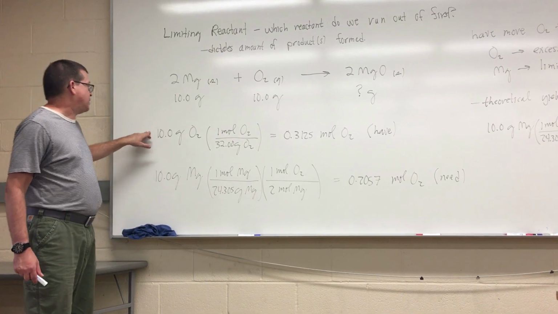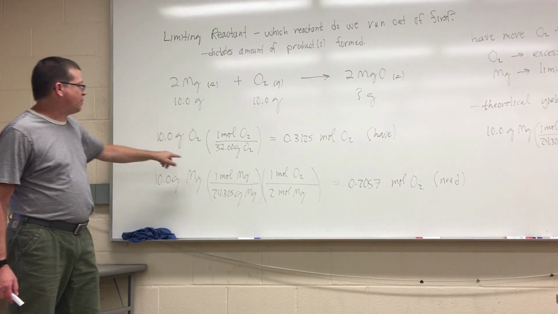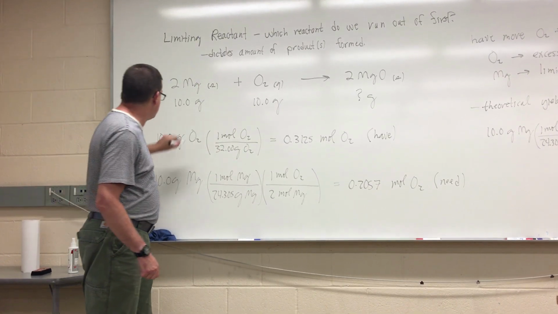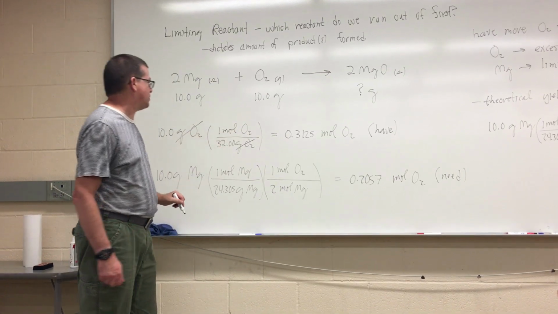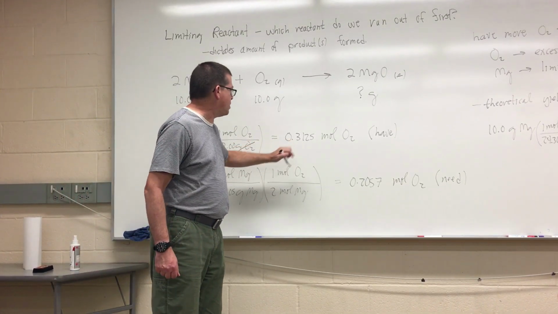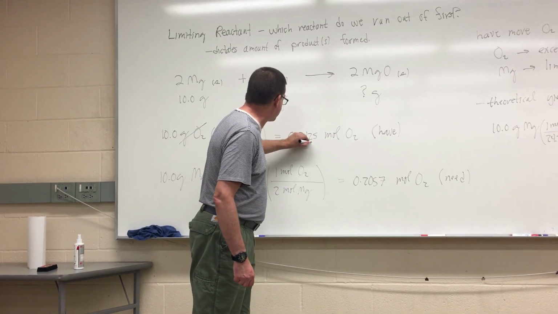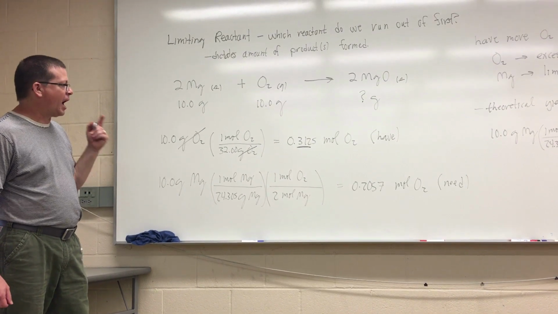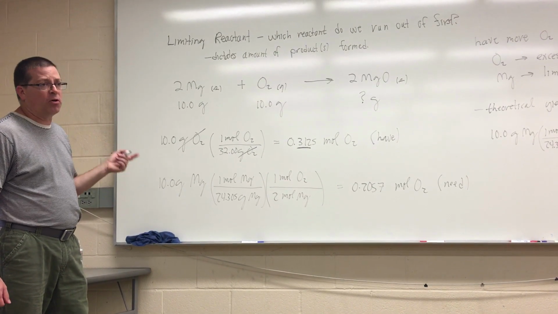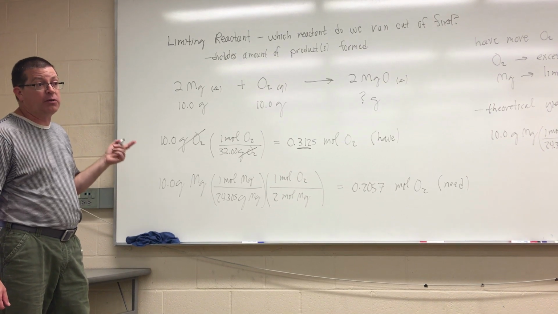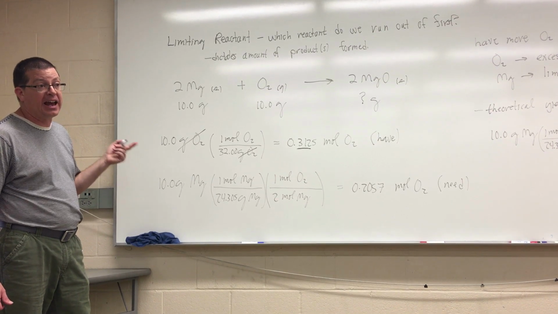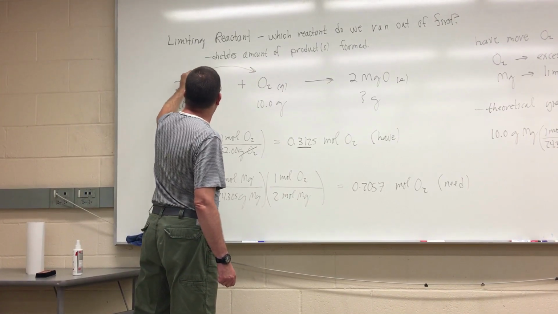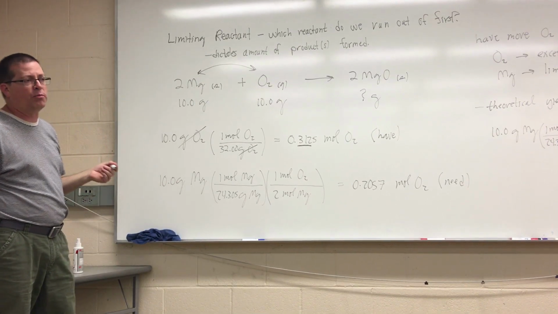The first thing I'm going to do is take my 10 grams of oxygen and use the molar mass of oxygen to get to the moles of oxygen that I have available. Grams of oxygen cancel with grams of oxygen, and I have 0.3125 moles of oxygen available to me. Here's the question: I want to find out how many moles of oxygen I need to fully react with all of the magnesium that I have. To do this, I can use my mole bridge, which relates moles of magnesium and moles of oxygen.